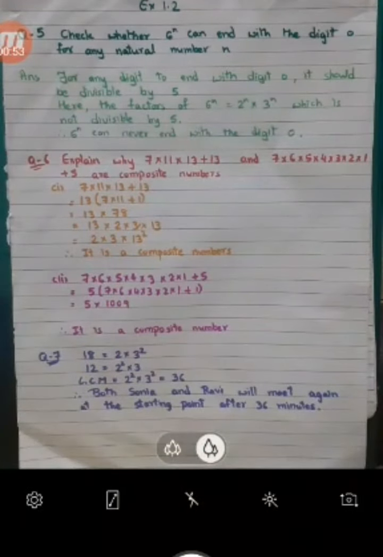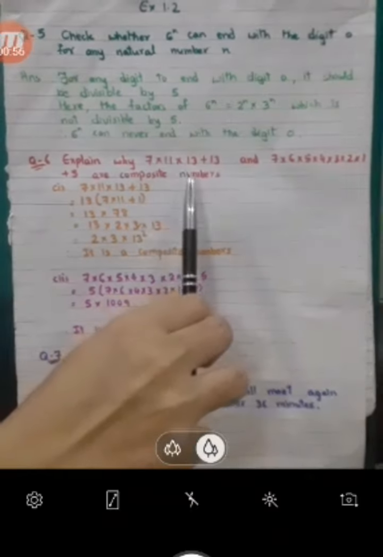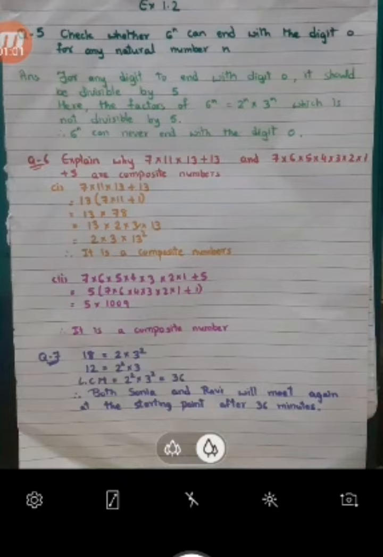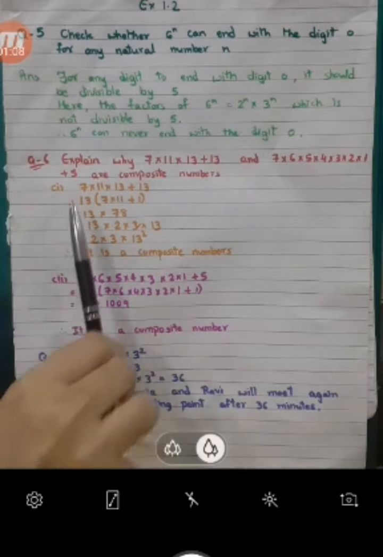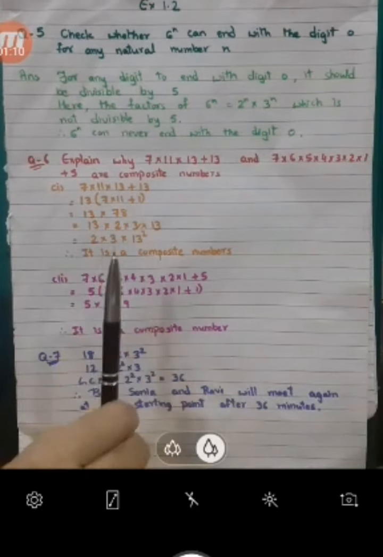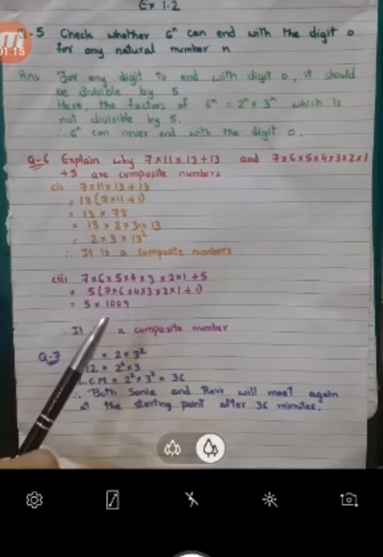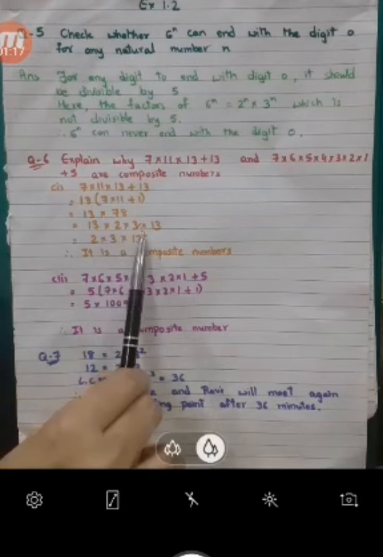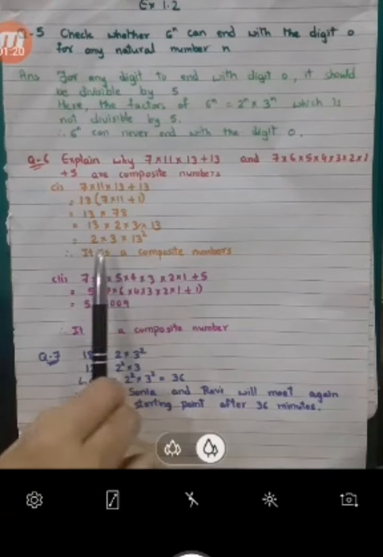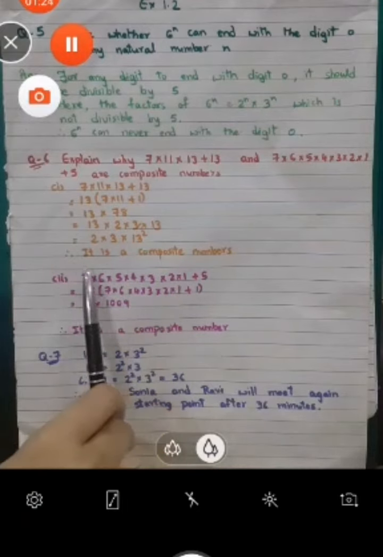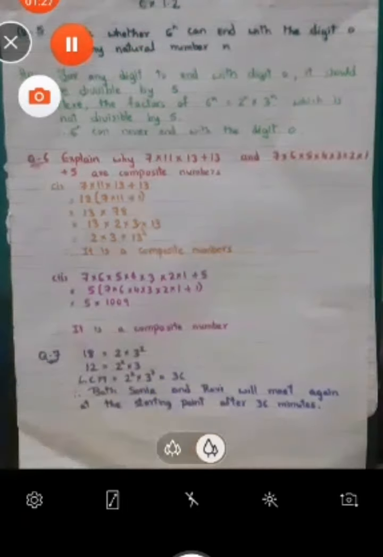Question number 6. Explain why 7 into 11 into 13 plus 13 and this other number are composite numbers. Children, you all are aware of composite numbers and prime numbers. Two or more than 2 factors are known as composite numbers. Here you can see, multiplication is there, and plus is there. So taking out 13 as common, we will get 13 multiplied by 78. Factors of 78 are 2 into 3 into 13. That means total factors are 2 into 3 into 13 square. More than 2 factors are there, therefore it is a composite number.